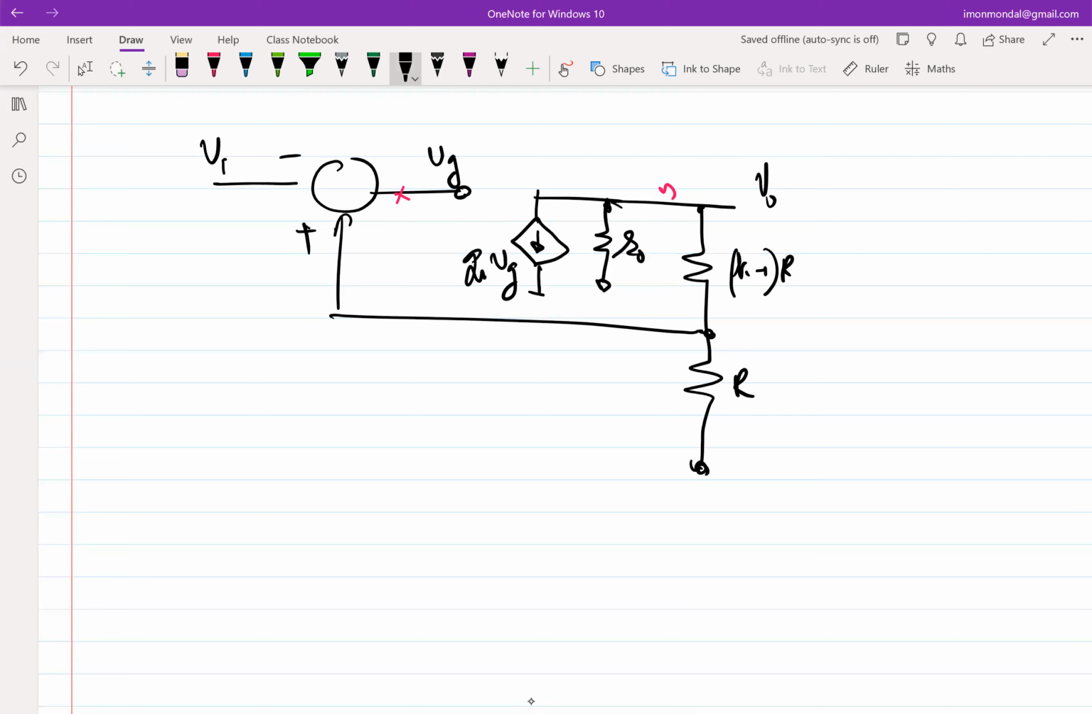Now let me ask you one more thing. Instead of applying the input here, let me not apply the input here and apply the input here. And I set this to 0. Is this still a negative feedback loop?